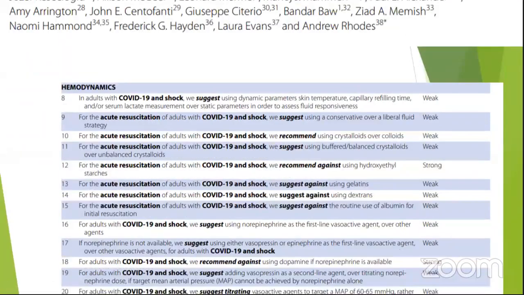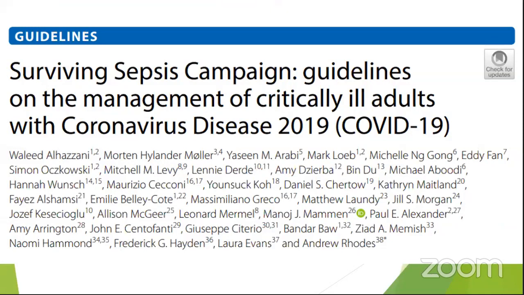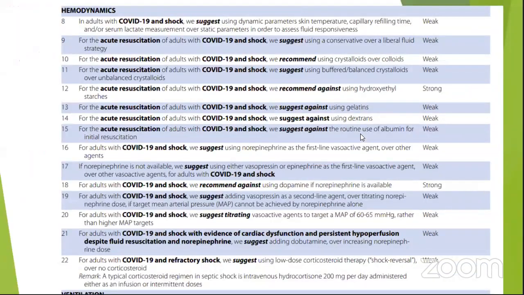So here we will go to the Surviving Sepsis Campaign guidelines. Actually, this was published recently. We selected it in this lecture to discuss what type of fluid we need and what vasopressor we require for these patients, because we are talking mainly about shock in COVID-19. The recommendation, if we need IV fluid as resuscitation, is crystalloids.